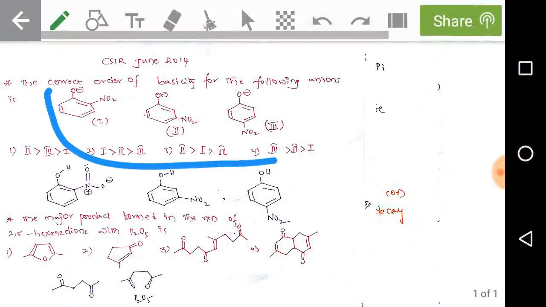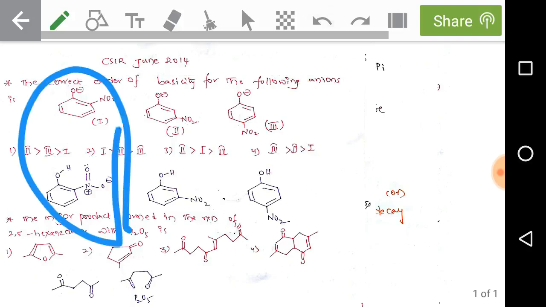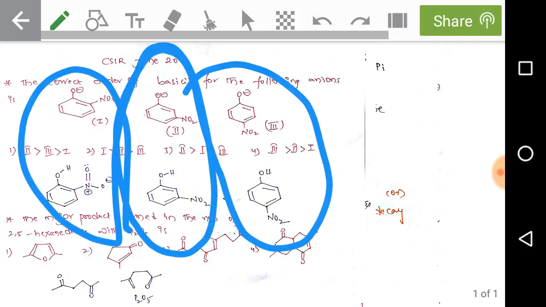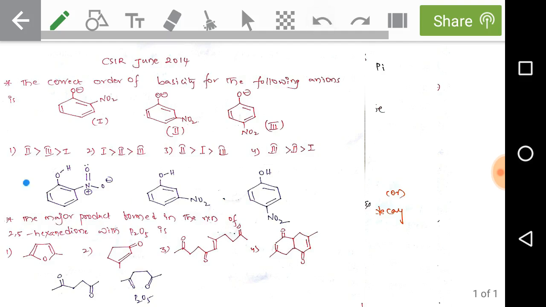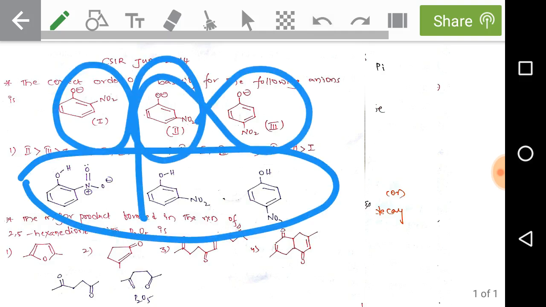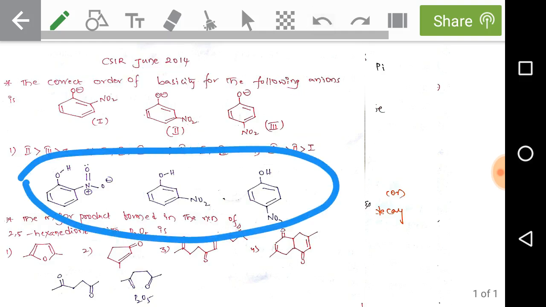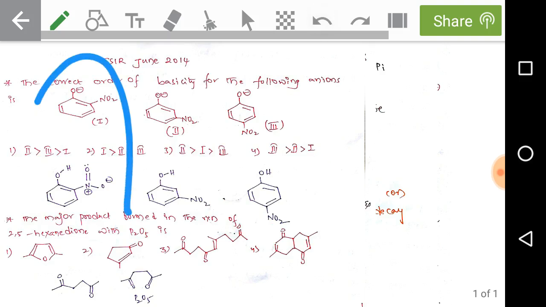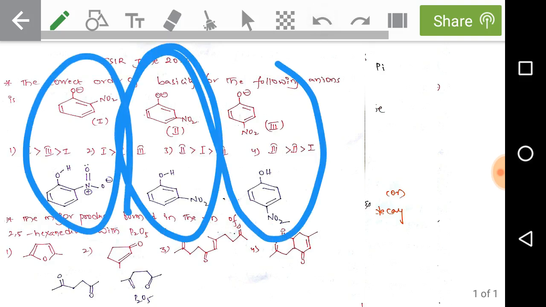Here we are given three anions, and to answer this problem we need to convert each of the given anions or bases into its conjugate acid. From the concept of the conjugate acid-base pair, by analyzing the acidity of the conjugate acids we can find the order of basicity for the given anions. As we know, the conjugate acid-base pair has a difference of one proton.